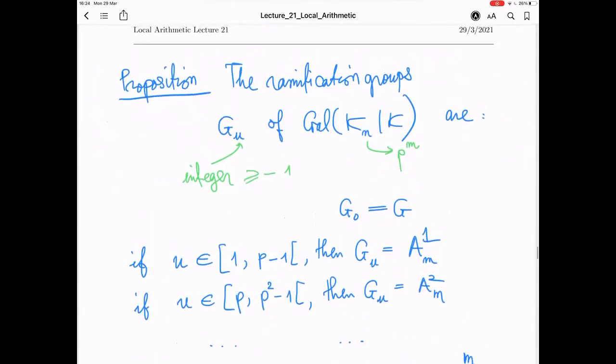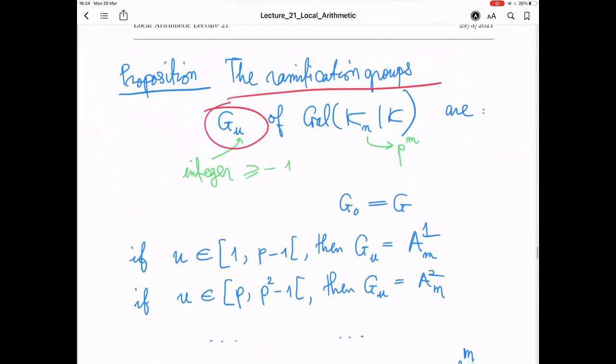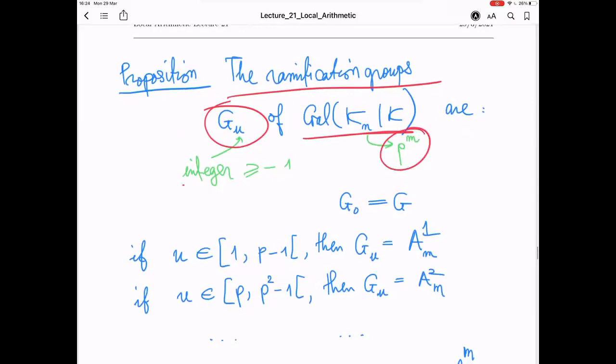Anyway, that's how things are. So the next proposition says that the ramification groups G sub u of the Galois group of Kn over K, n is, remember, p to the m, and u is any integer. I mean, why is it an integer?